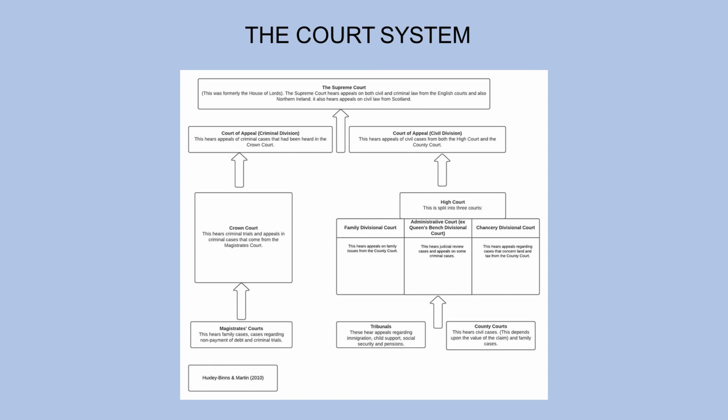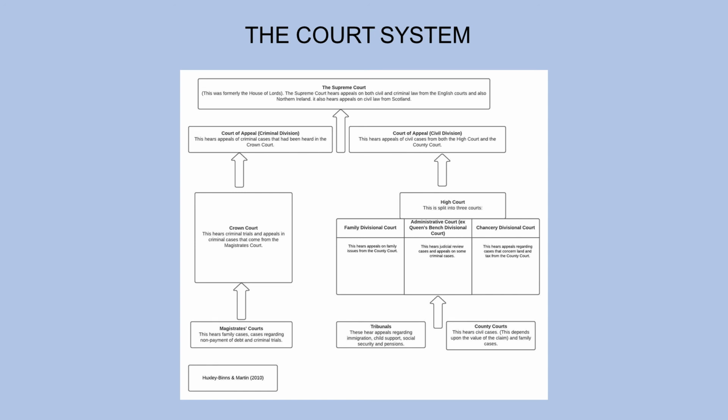We have the Court of Appeal Criminal Division. Now, this hears appeals from criminal cases that had been heard in the Crown Court. The Civil Division is the civil version. The Civil Division of the Court of Appeal hears appeals on civil cases from both the High Court and the County Court. Now, below the Court of Appeal in the structure on the criminal side, we have the Crown Court, and this hears criminal trials and appeals in criminal cases that come from the Magistrates' Court.